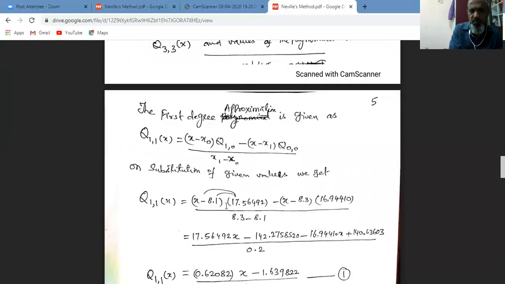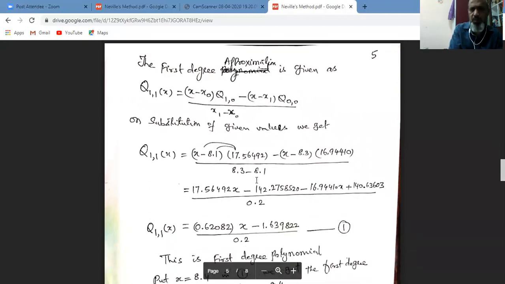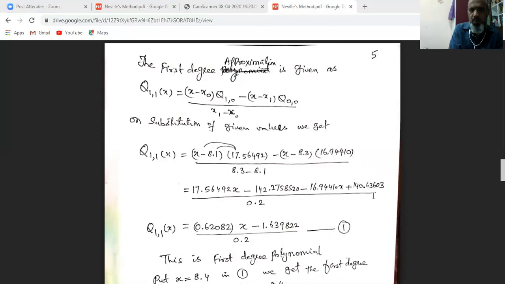Now multiplying this with x, 17.56492 into x minus 8.1 into this is 142.2758520. So by using calculator we can determine the value. We can find the product. Minus x into 16.94410 is 16.94410x, minus into minus plus 8.3 into 16.94410 is 140.63603, by 8.3 minus 8.1 is 0.2.